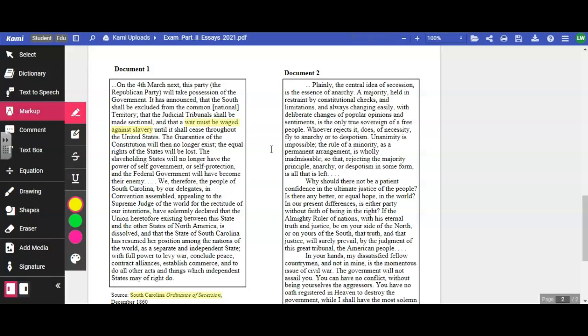Okay? The guarantees of this Constitution shall no longer exist. The equal rights of states will be lost. The slaveholding states will no longer have the power of self-government or self-protection, and the federal government will become their enemy.